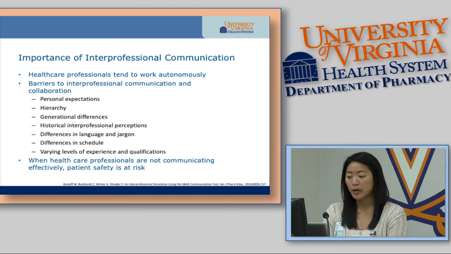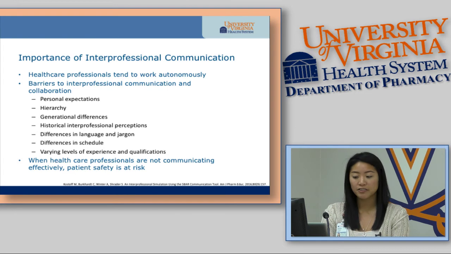Also, the U.S. is one of the most ethnically and culturally diverse countries in the world, where there are a lot of clinicians that come from a variety of cultural backgrounds. This can introduce differences in language and jargon. There are also differences in schedules within a health system, and varying levels of expertise and qualifications.